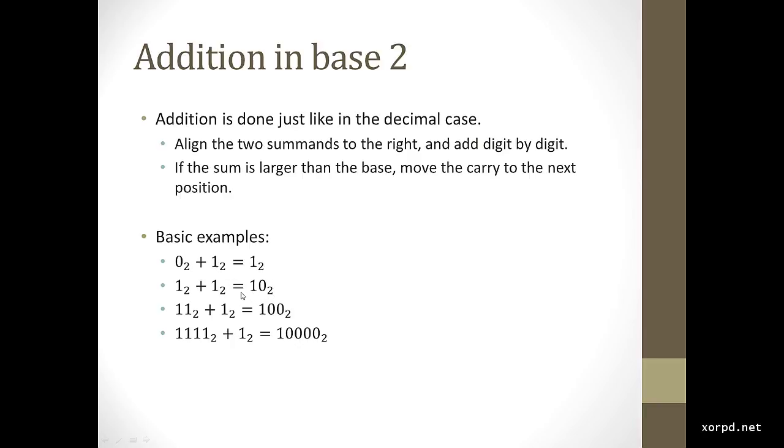If you think about it, the next number after 1 in base 2 is 10, because we don't have any more digits. It is like thinking about the decimal case of what is the next number after 9. It is 10, because we don't have any more digits. Another example, 11 plus 1 is 100 in base 2. And maybe another example of this type, 1111 plus 1 equals 1 followed by 4 zeros in base 2.